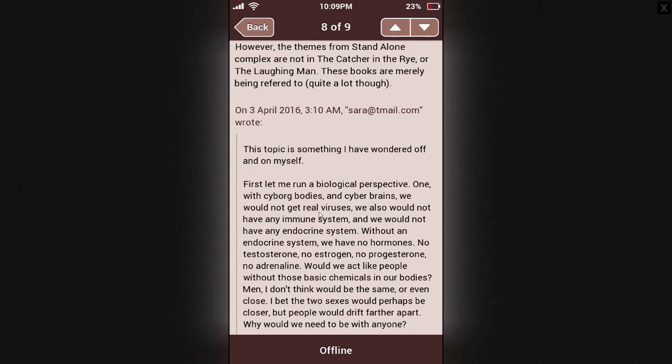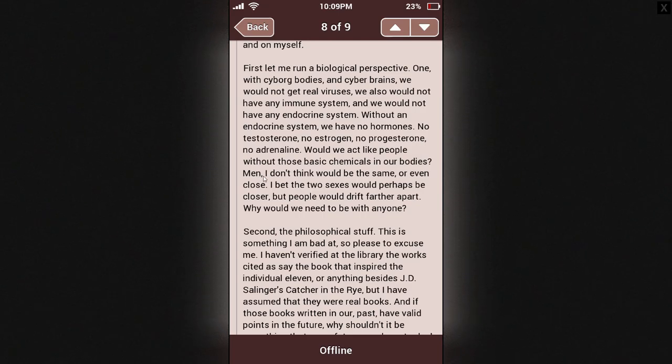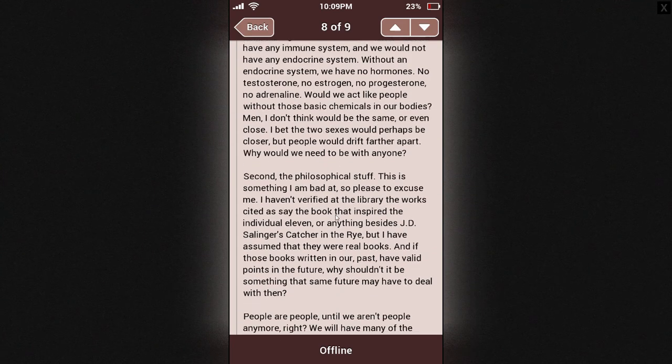We would not have any endocrine system. Without an endocrine system, we have no hormones, no testosterone, no estrogen, no progesterone, no adrenaline. Would we act like people without those basic chemicals in our bodies? Men, I don't think, would be the same, or even close. I bet two sexes would perhaps be closer, but people would drift further apart. Why wouldn't we need to be with anyone?